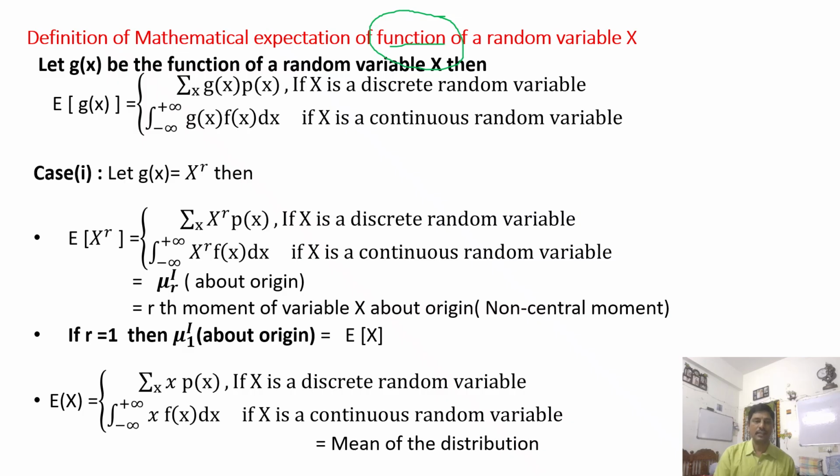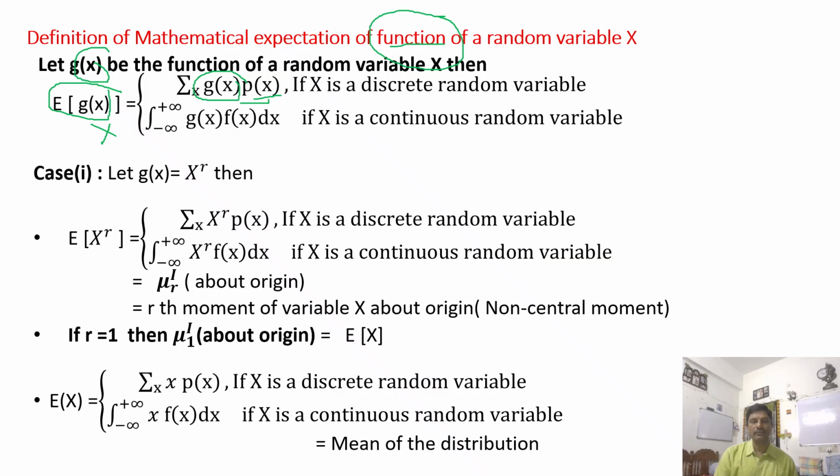We consider g of x to be any function of the random variable capital X. Then the expectation of g of x. What we have seen in the previous slide was the expectation of x. So what is the difference? In the place of x, here g of x is there. Just replace x with g of x and we get the definition: sigma g of x into p of x, where in the place of the random variable we have the function g of x, and p of x is the probability mass function. It does not change.